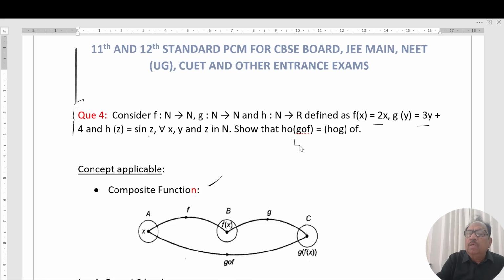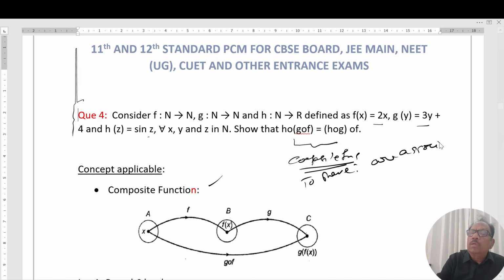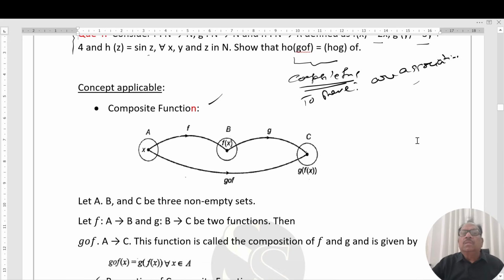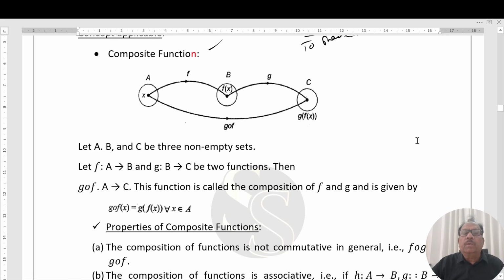This is the composite function, and we have to prove that composite functions are associative. Composite functions are associative. Now, before I start with the question, let's discuss certain applicable concepts.